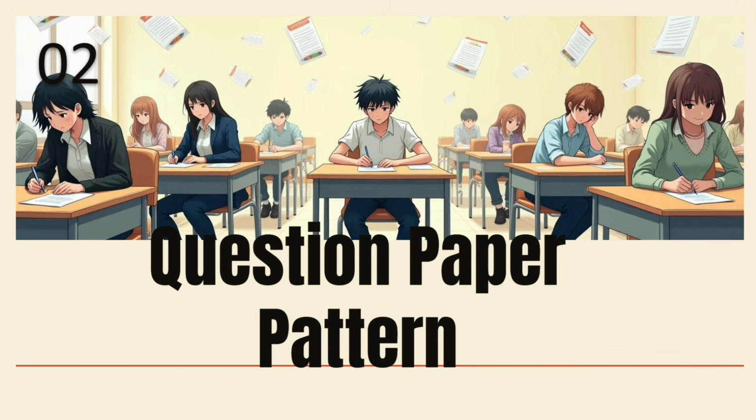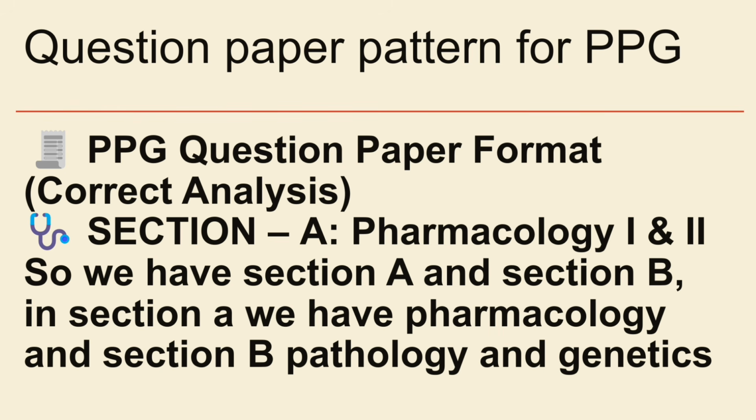Now we have already covered the subjects we have, and now we'll move on to the paper pattern, how questions are usually asked. Previously the pattern was different, and from your semester batch onwards the paper pattern is different. So let's discuss how the question paper was given for your semester. The PPG question format is divided into two parts. Section A includes Pharmacology 1 and 2, and Section B includes Pathology 1 and 2 and Genetics.